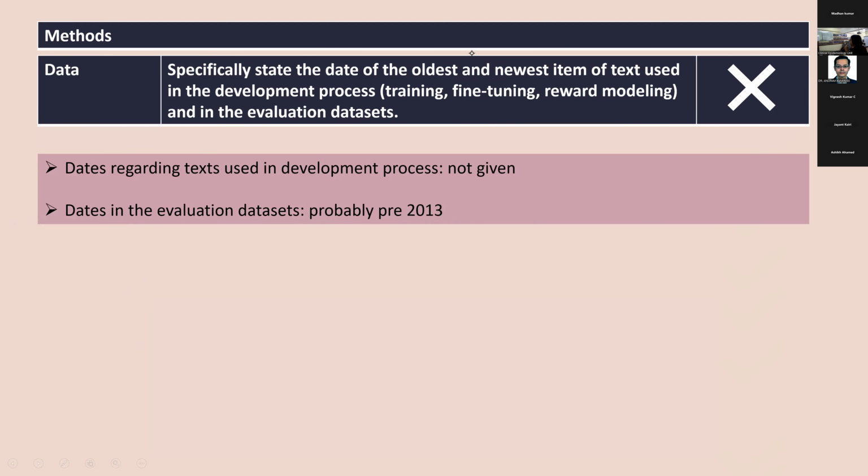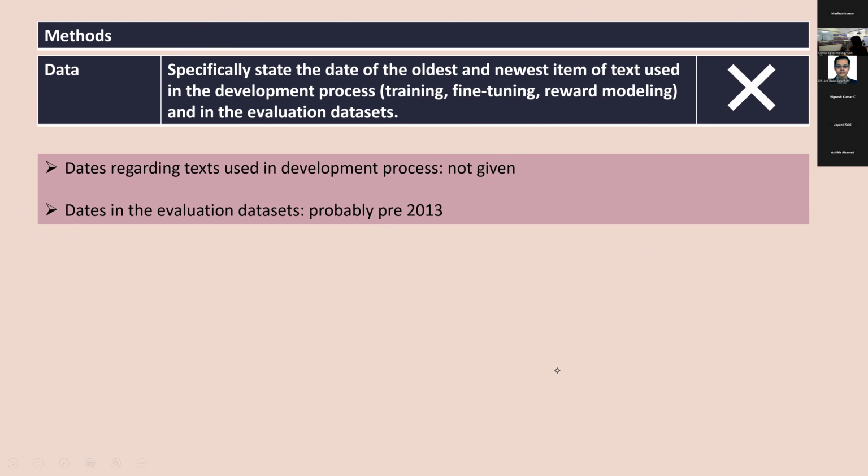Specifically state the date of the oldest and newest item of the text used in the development process and in the evaluation of data sets. So regarding the text which is used, as we all know, language is an evolving process. Whatever was spoken in the 1990s is not the same as what is being spoken in 2026. For example, with diseases, we labeled tuberculosis as consumption ages ago, and now it's explicitly stated as tuberculosis. Likewise, if something was done in the 2000s, the model would have been trained on the language parameters which were prevalent in the 2000s.